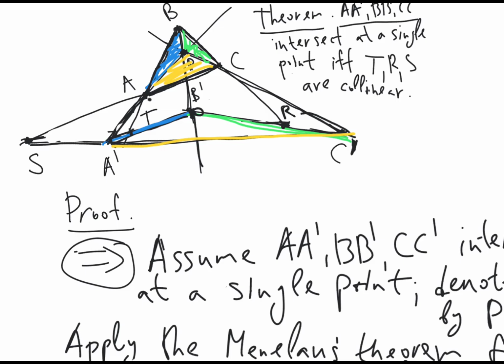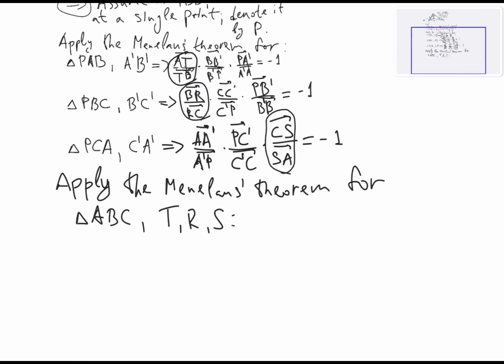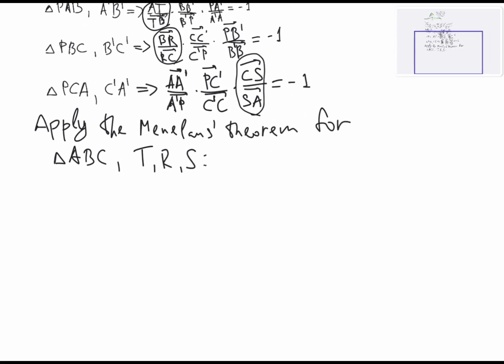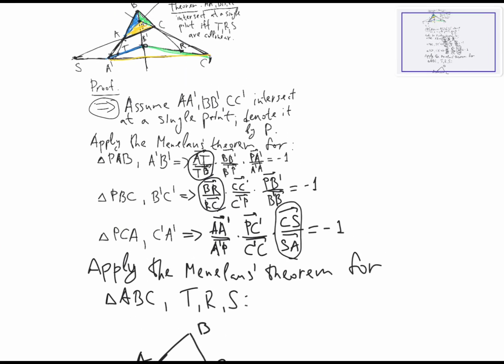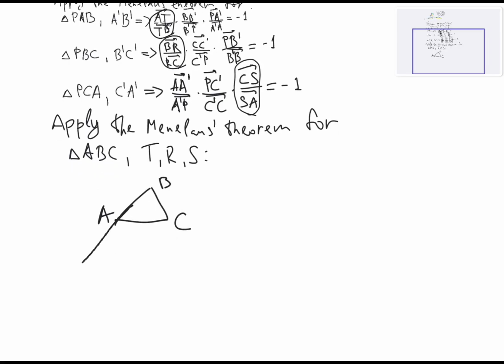So again the triangle ABC and T, R, and S. We start from A and go clockwise. So AT over TB. So let's write this. I guess we'll make a separate picture. So we have the triangle ABC and the points somewhere here T, somewhere here S, and somewhere here R. So that is the picture.